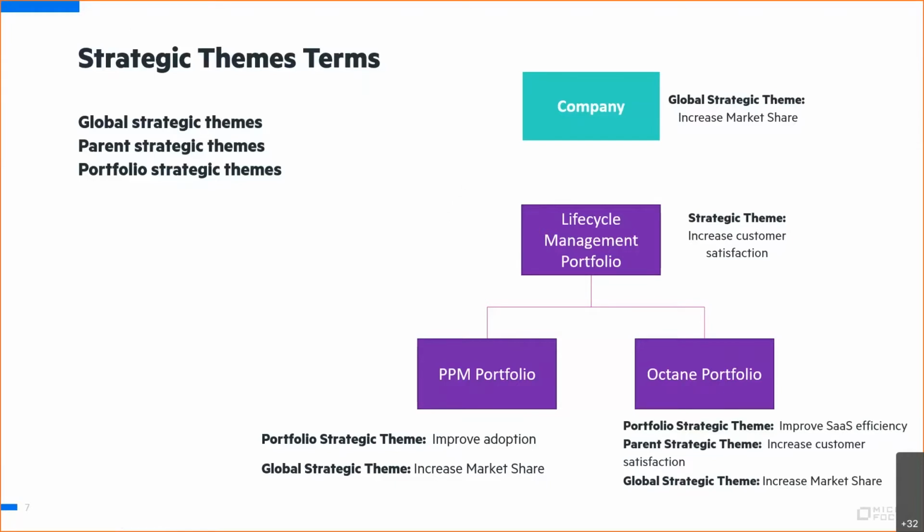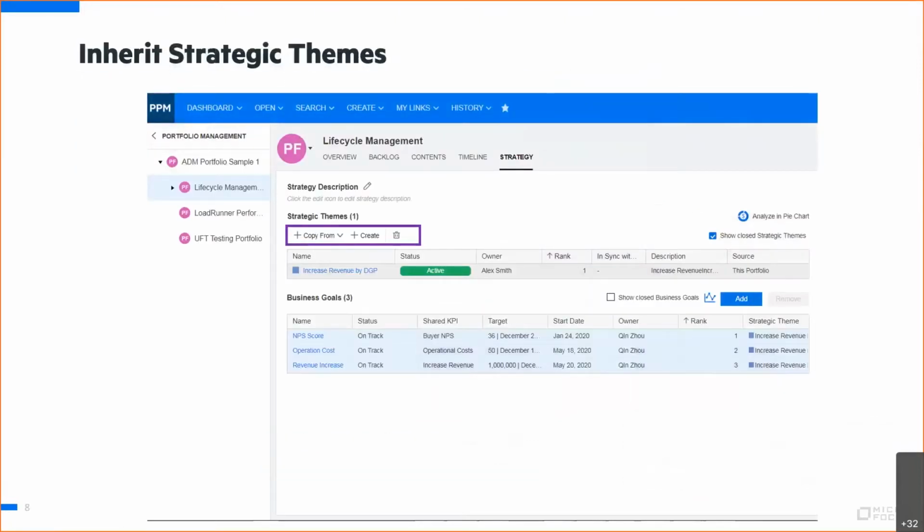Now that we have talked about the concept, let's look at how these features look in the UI. I'm in the portfolio management UI right now, and there is a strategy tab. If you want to create new strategic themes, you have two choices. You can create a strategic theme for this particular portfolio, or you can copy from either the parent or global strategic theme. Only active strategic themes can be inherited, and you can inherit one or multiple strategic themes.